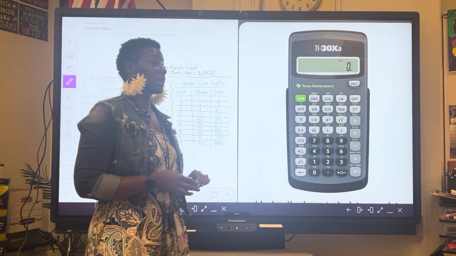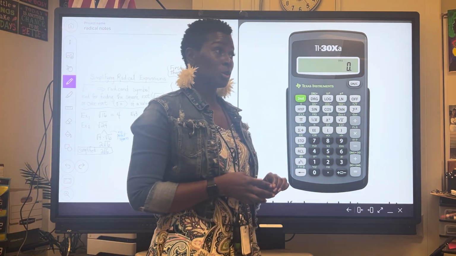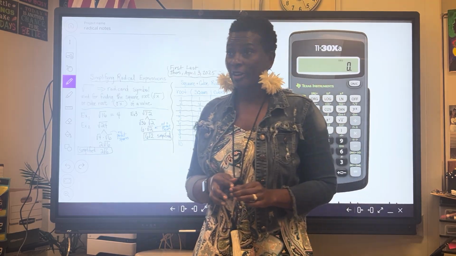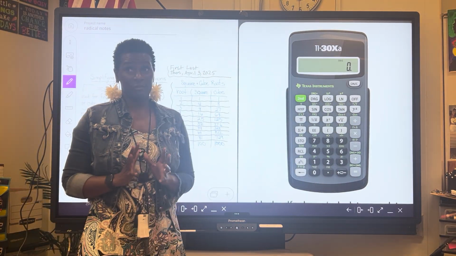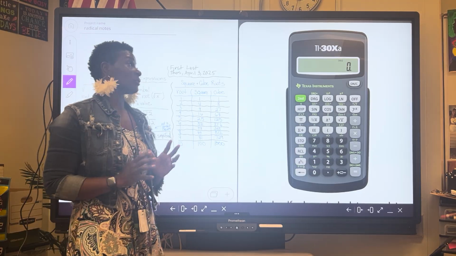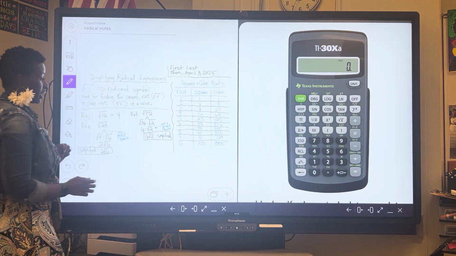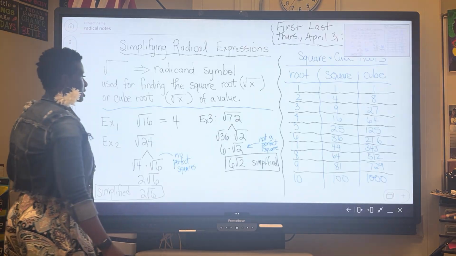All right, so today we're going to talk about radicals and simplifying radicals. I'm going to cover a lot in a little bit of time, so I need everybody to follow along, okay? First of all, this symbol that we see here, and let me just stretch this out for a minute so we can see it.